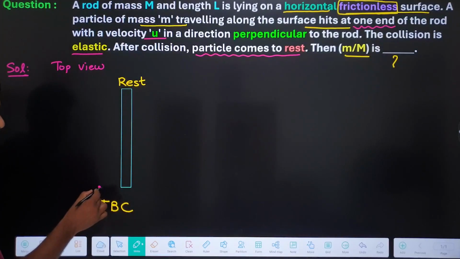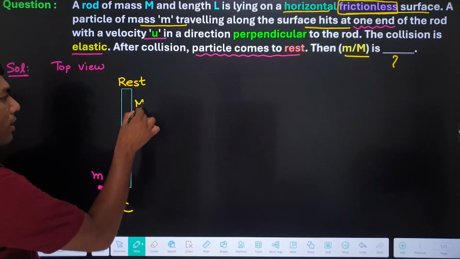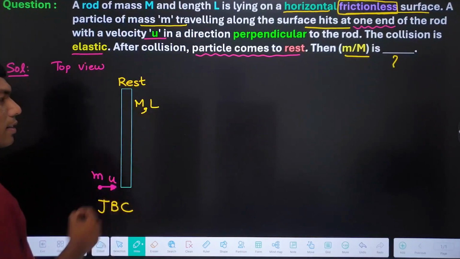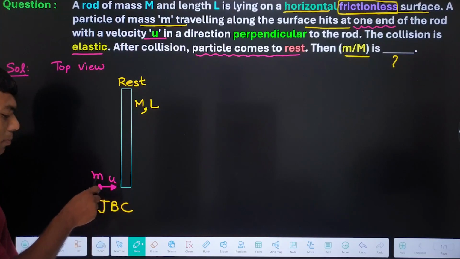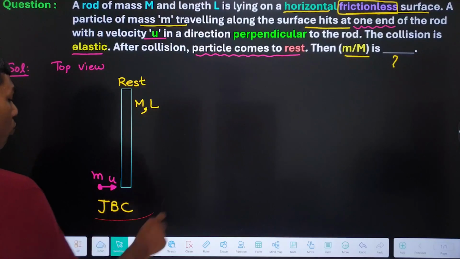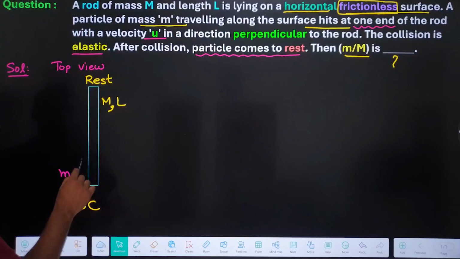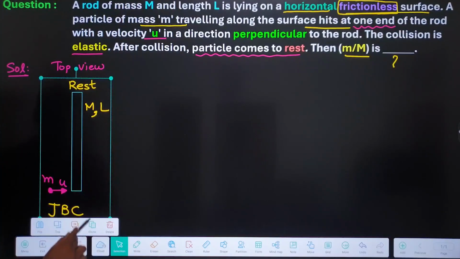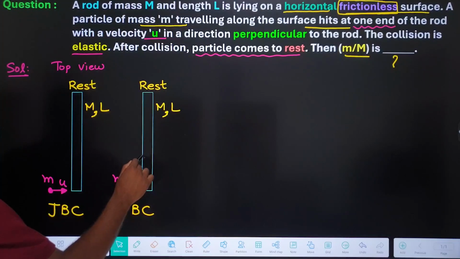There is a particle of mass m which was approaching one end of the rod with speed u. The rod was at rest, with mass capital M and length L. Its mass is uniformly distributed. There is a point mass m approaching with speed u just before collision. Now we draw the diagram just after collision also.